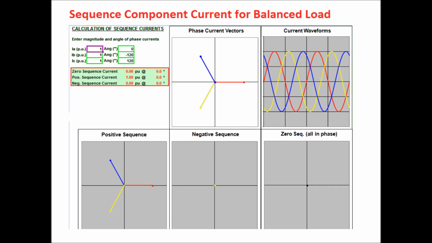I am not showing the formula for this since 1 per unit current flows in each phase, and all the currents are in balanced conditions. Positive sequence current comes as 1 per unit, and there is no negative sequence component of current and no zero sequence component of current, since all the phase currents are in balanced conditions.